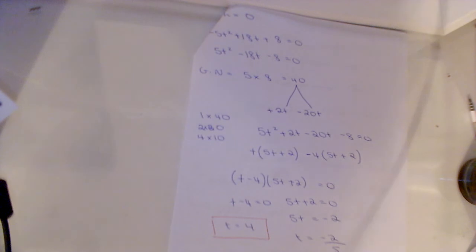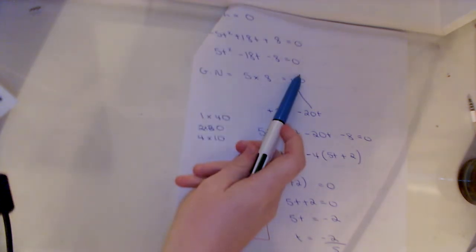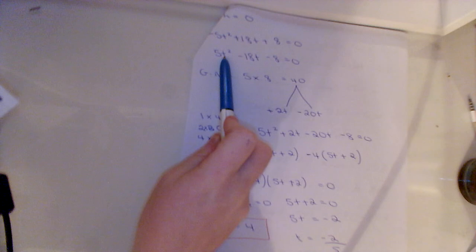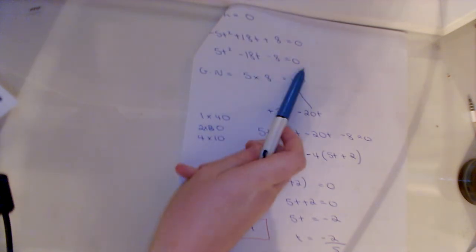Part C of this question then says how long will it take for the ball to hit the ground? Okay, so for the ball to hit the ground, the height is going to have to be 0 if it's on the ground. So I'll have then my original equation, which is minus 5t squared plus 18t plus 8 is equal to 0. We want to get my t squared to be positive, so I'm going to multiply across by minus 1. So I'll have 5t squared minus 18t minus 8 is equal to 0.